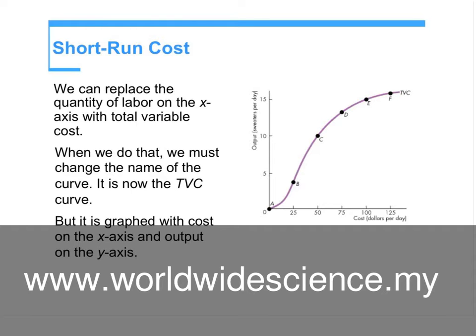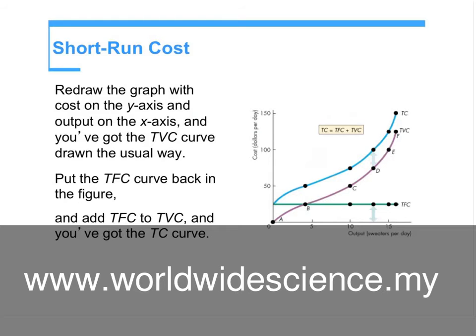So we just start one more time so that we don't have any confusion. So first we have labor and output. So out of that, the curve would be total product. If we change the labor axis with the cost, then we will have this, which is our total variable cost. But now, if we change that into cost on the y-axis and output, then we'll get back to what we had as total cost equals total fixed cost plus total variable cost. This is what we had a few slides back. If you remember, we said we have cost and the output. So basically, we are getting all these sorted out.